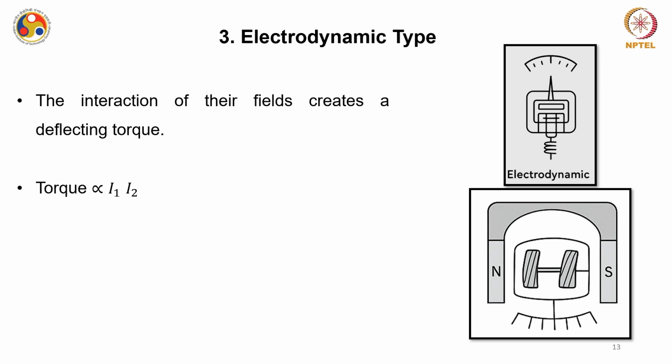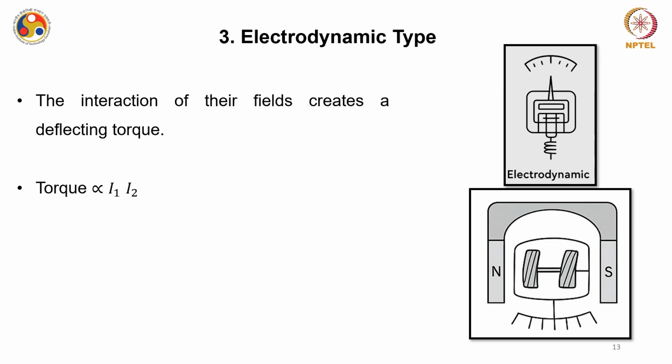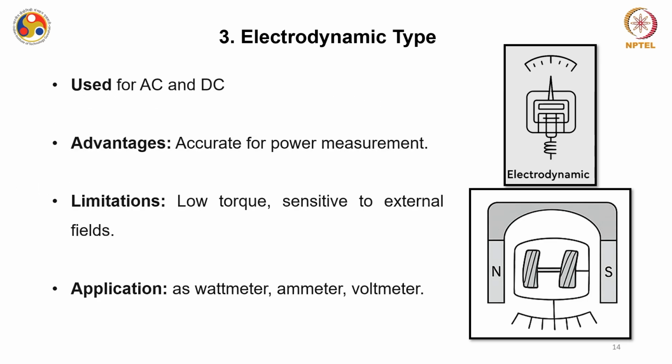Okay, so this kind of device, as I have mentioned, the interaction of their fields creates a deflecting torque, and the torque is directly proportional to the multiplication of the two currents I1 and I2 in the fixed coil and the movable coil. Okay, so the torque is directly proportional to the multiplication of these two currents. Okay, so they are again useful for AC and DC both applications, and they are very accurate for power measurements.